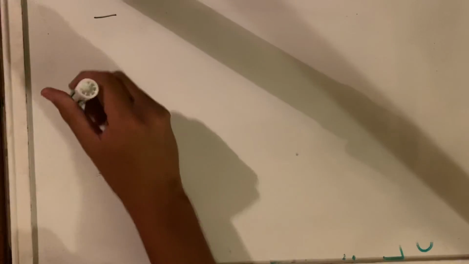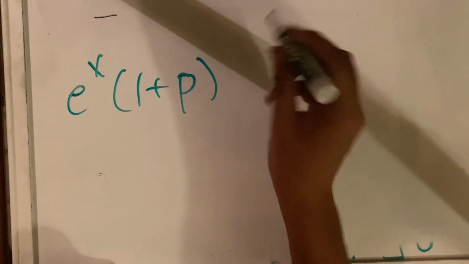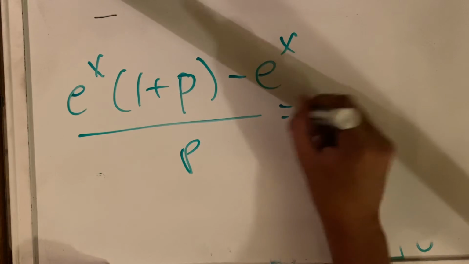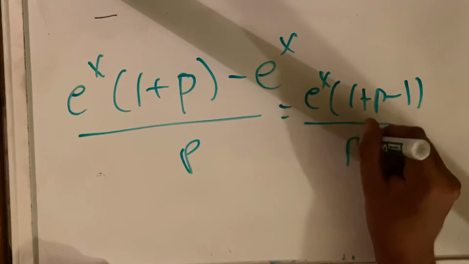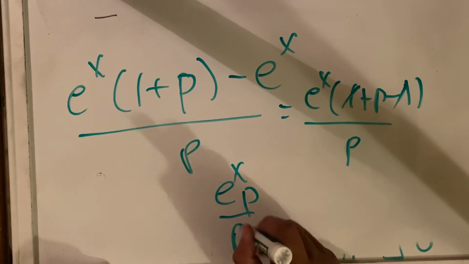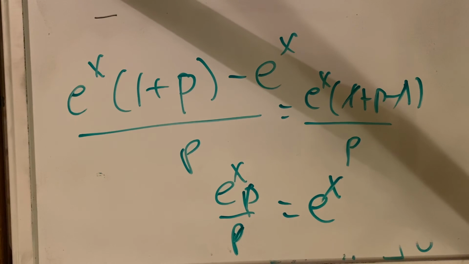Now, we have e to the x times 1 plus p, minus e to the x, over p. We can factor out an e to the x, and we'll get 1 plus p minus 1, over p. These cancel, e to the x times p over p, and we get e to the x. So we just numerically derived the derivative without limits. And this is the power of P.